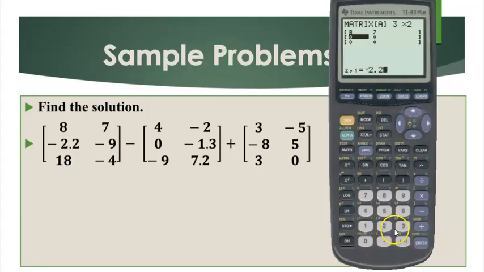-2.2, -9, 18, -4. So that one's finished. Now you go back into it. We want to edit, but this time we want to go to B, so number 2. This is also a 3 by 2.